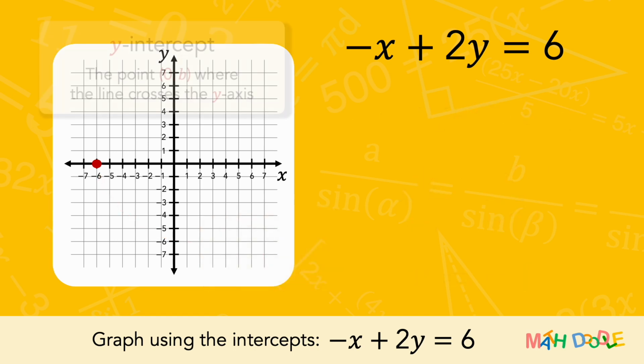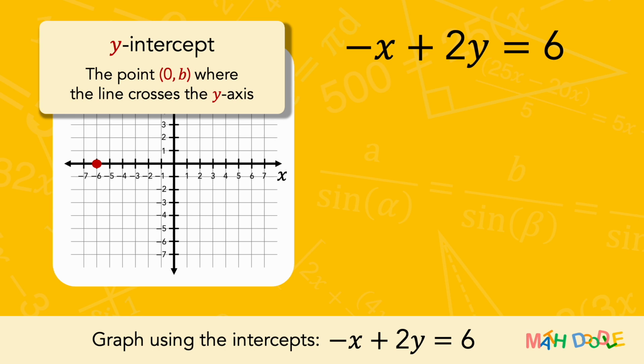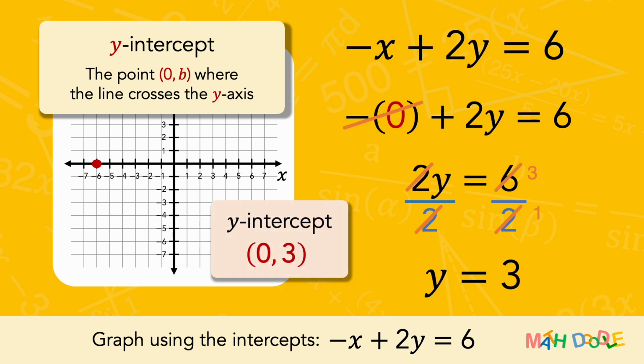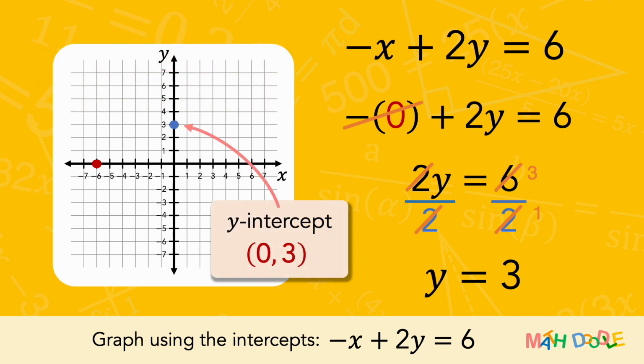Next, let's find the y-intercept. At the y-intercept, x is 0. So, let's substitute 0 for x, and solve the equation for y. The equation can be simplified to 2y equals 6. Then, let's divide both sides by 2. So, when x is 0, y is 3. This tells us that the line has a y-intercept of 0, 3, where the line crosses the y-axis.